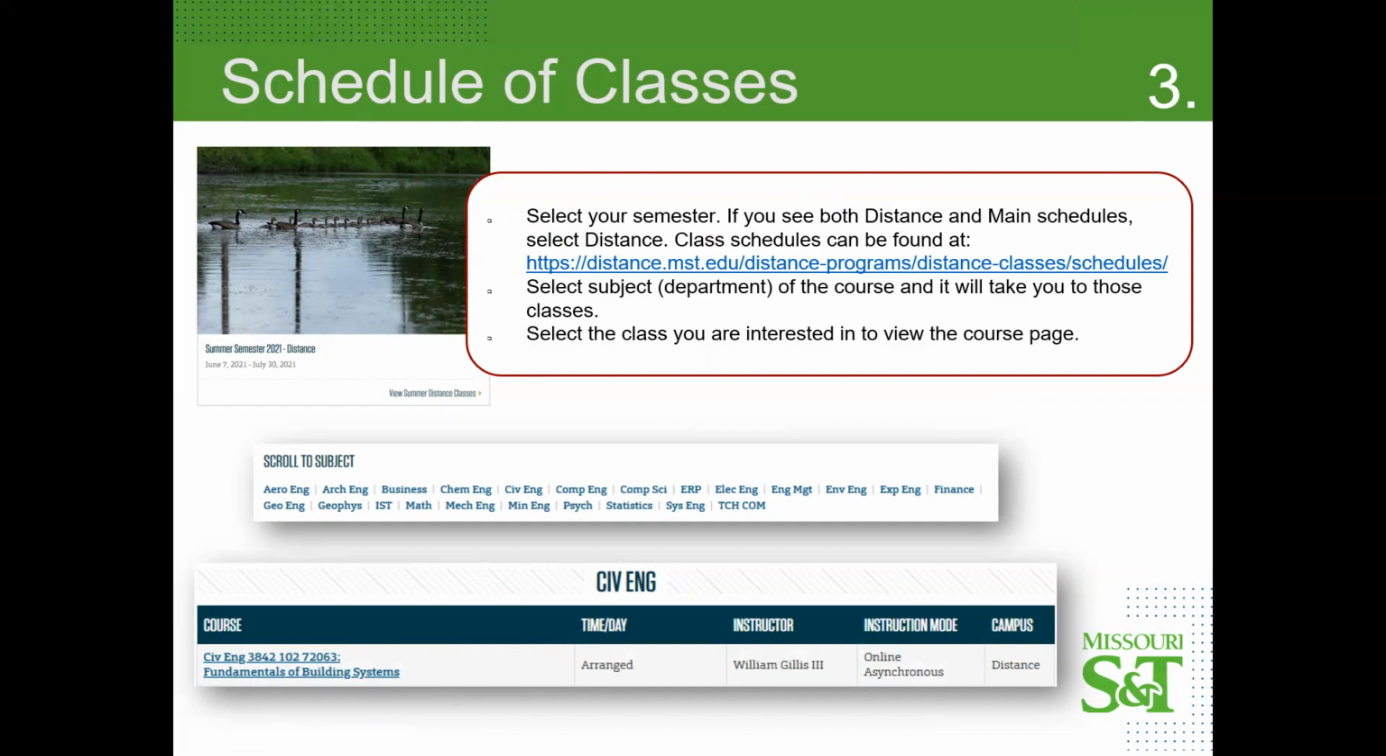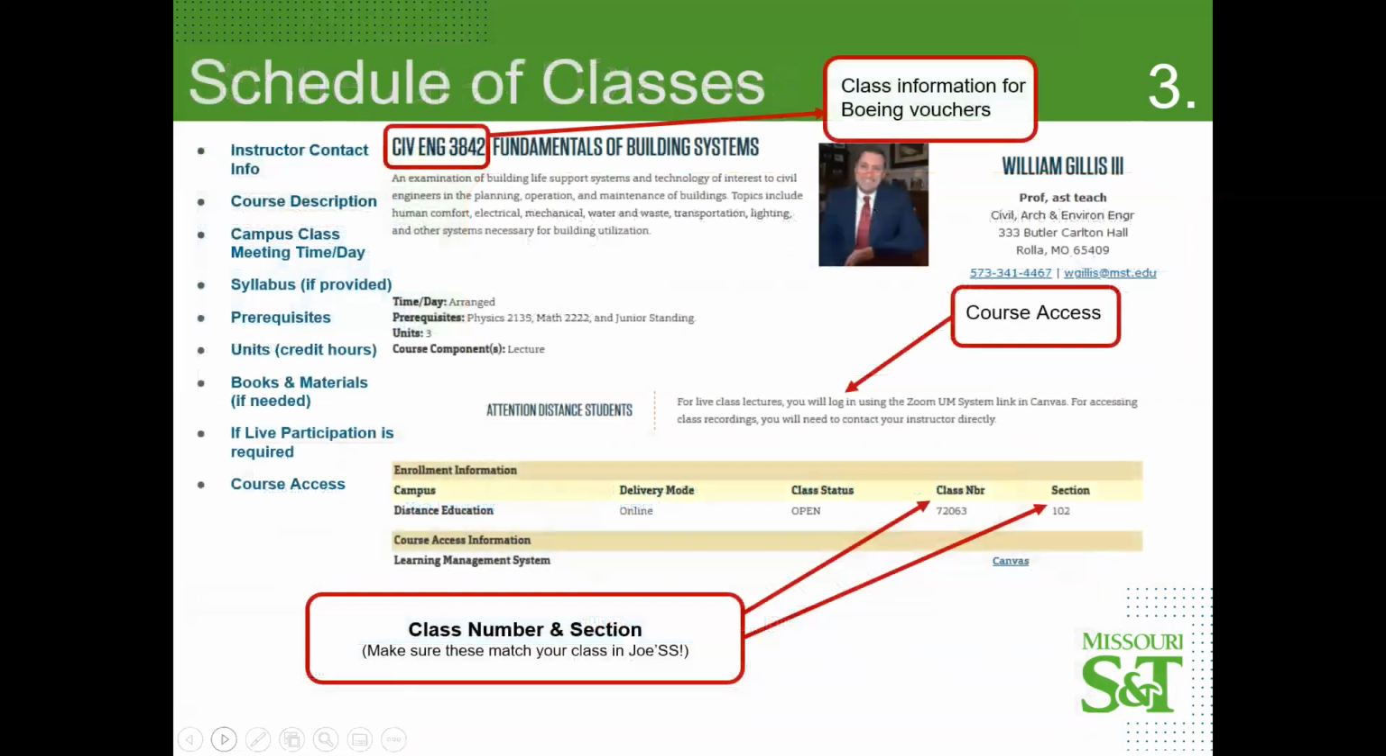So to find out more about this class, let's click on that, and then that will bring you to the class page. So on here, as you can see, there's instructor contact information. It should have their phone number and their email address. Then there's the course title, a description about the class. Over here, you can see where it says time/day arranged.